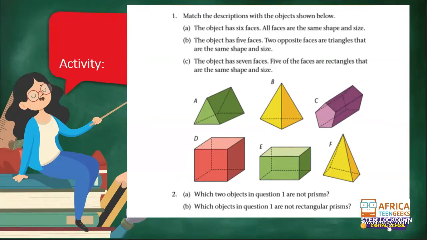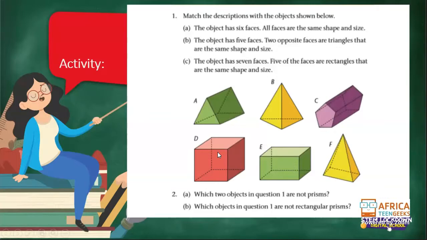So what are we referring to? All the faces are the same shape and size. Which object are we referring to, looking at A, B, C, D, E, and F? If we can just write on the chat box, which one are we referring to? All right, I'm not picking up anything. Right, so I will answer that question.